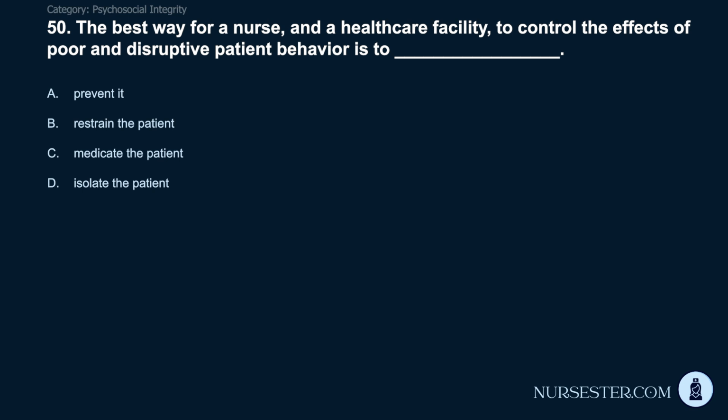50. The best way for a nurse and a healthcare facility to control the effects of poor and disruptive patient behavior is to underscore: A. Prevent it. B. Restrain the patient. C. Medicate the patient. D. Isolate the patient. Correct answer: Prevent it.